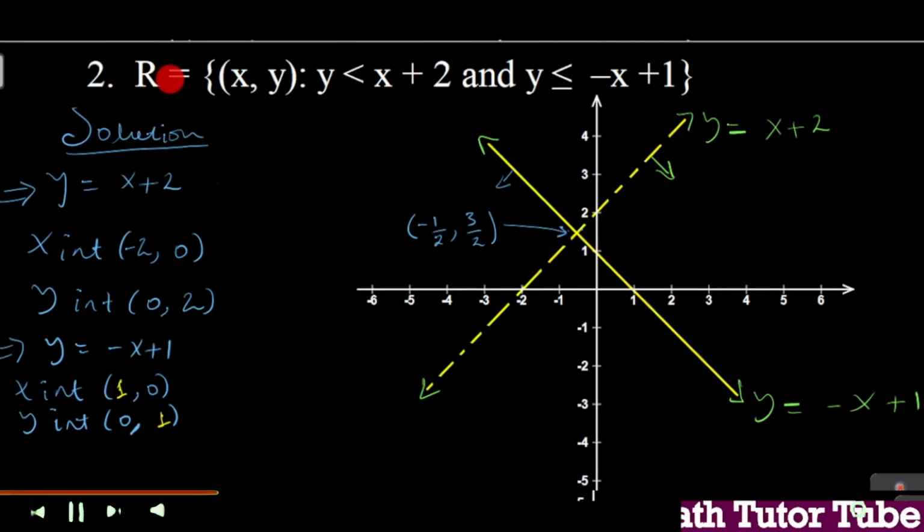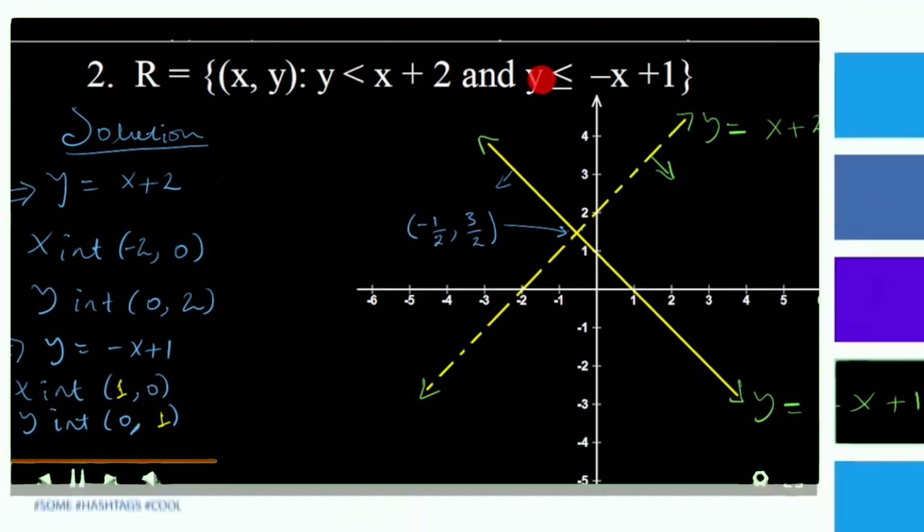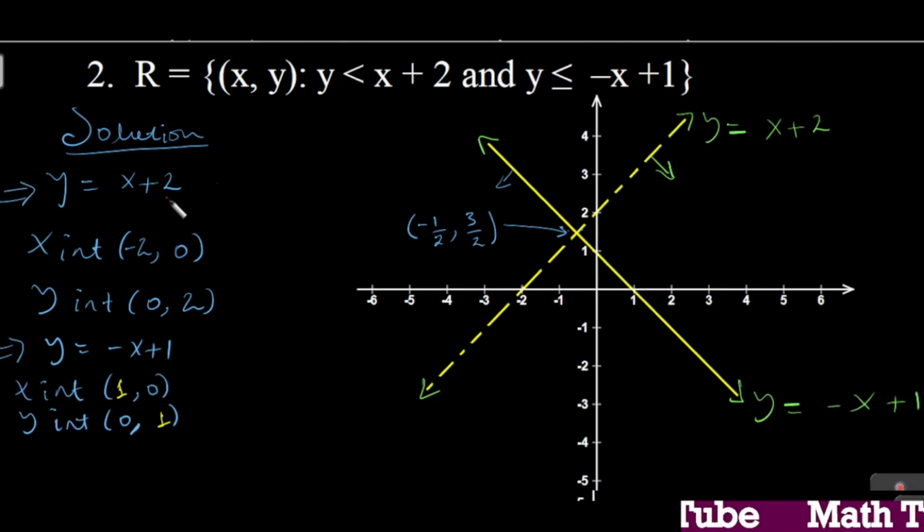Example 2: a relation R is a set of ordered pairs (x, y) such that y is less than x plus 2 and y is less than or equal to minus x plus 1. Now first, the x-intercept is (-2, 0). Look, (-2, 0) is here. And to get the y-intercept, set x equal to 0 and solve for y, you will get 2. So (0, 2) is here. Then connect these 2 points. When we connect these 2 points, we get a straight line.